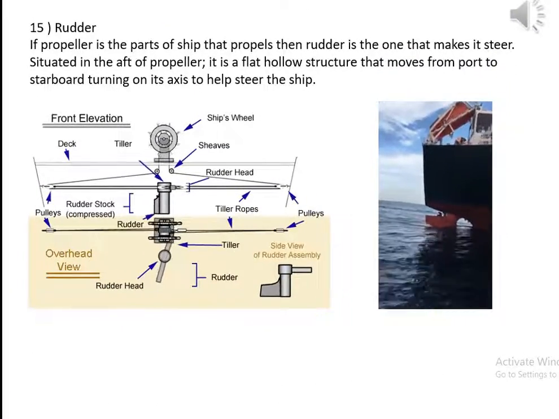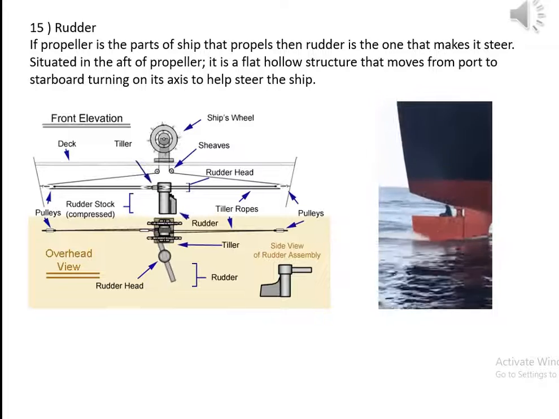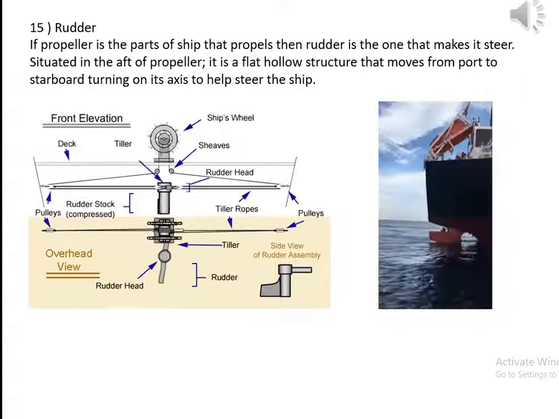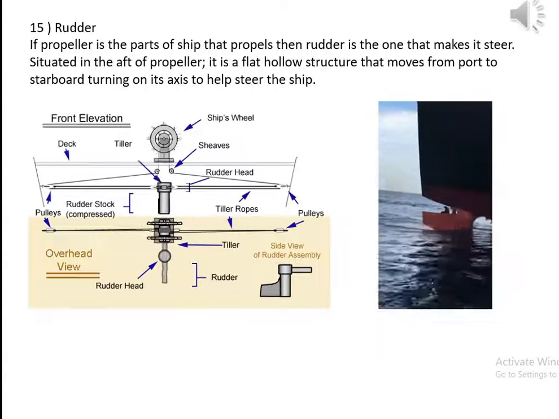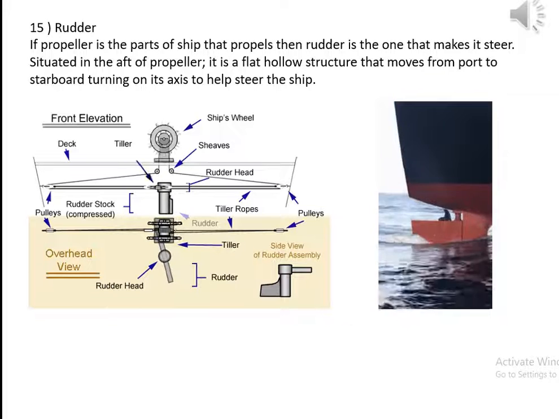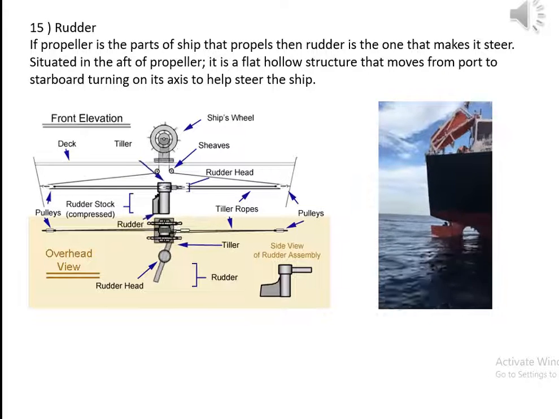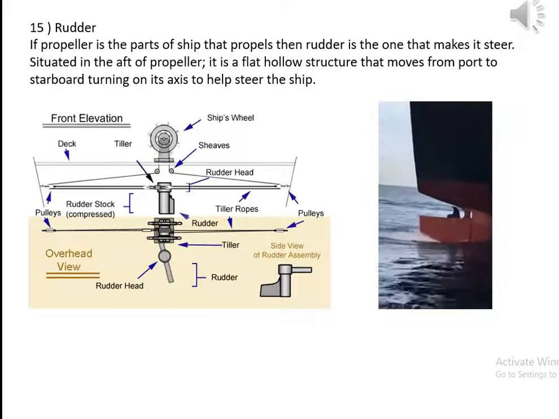15. Rudder. If the propeller is the part of the ship that propels, then the rudder is the one that makes it steer. Situated aft of the propeller, it is a flat hollow structure that moves from port to starboard, turning on its axis to help steer the ship.